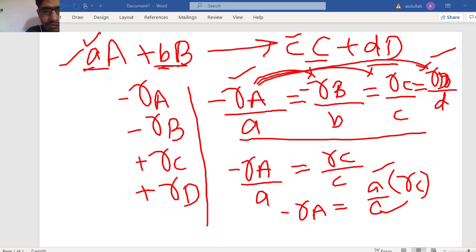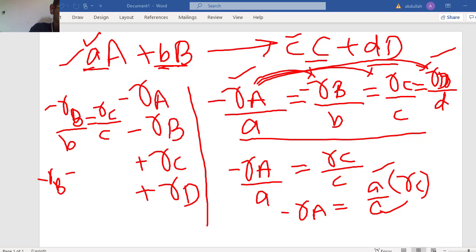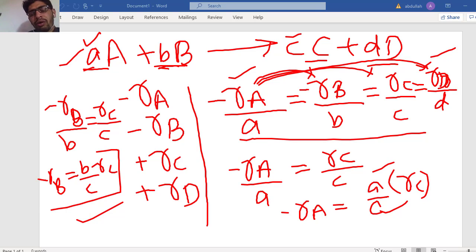Similarly, if we compare B and C, then minus R_B divided by b will be equal to R_C divided by c. So in this case minus R_B will be equal to b by c times R_C. So this is the relative rate of reactant and product. Thanks.